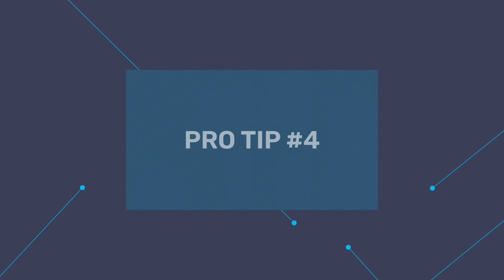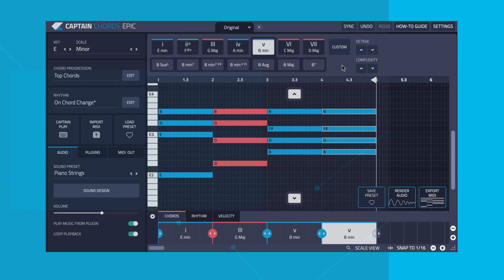Pro tip number 4. So you have a really nice chord progression, but you want to try out some ideas without risking losing the original one. Of course you can use the undo button, but what if you want to use both or several ideas together in your song to create variations? Using undo isn't a viable solution.